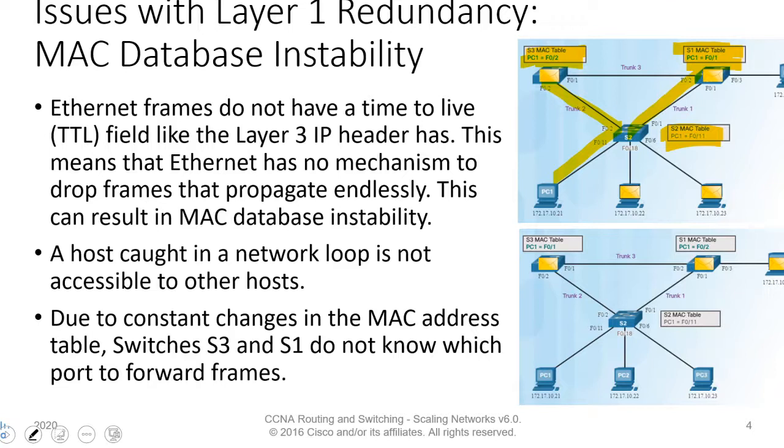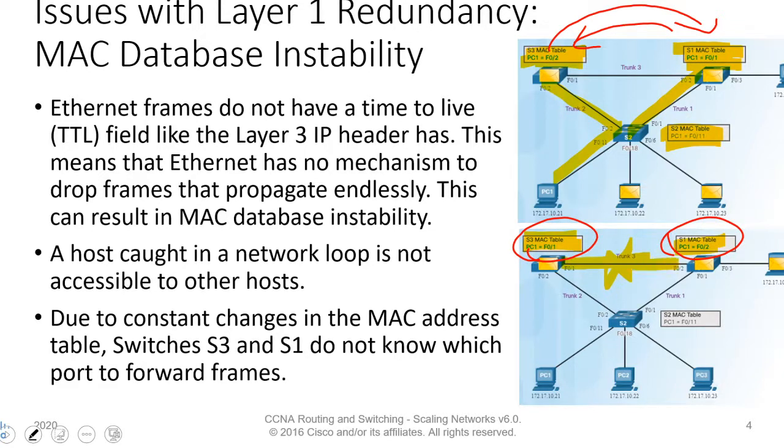But now when this information is exchanged between the switches, because they will exchange their MAC address databases, they have updated their information with something that is not the best option. So for S3, the best way to go is not through this. That is not the best way, because that is not the shortest path, for example. Similarly, this is not the best way for the other one either. So that is what we mean by MAC database instability.